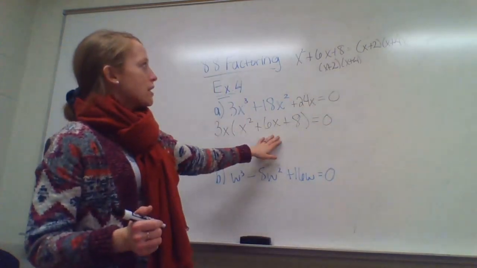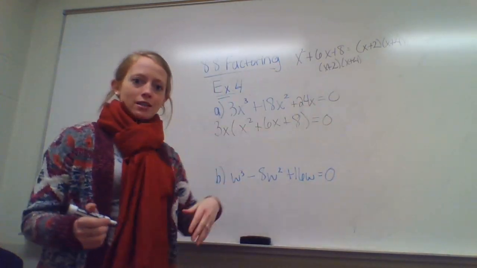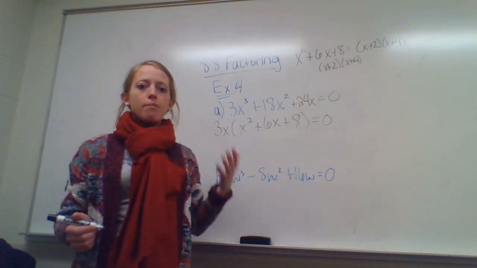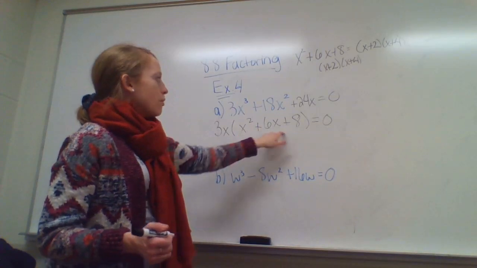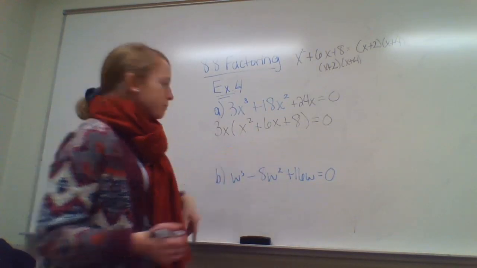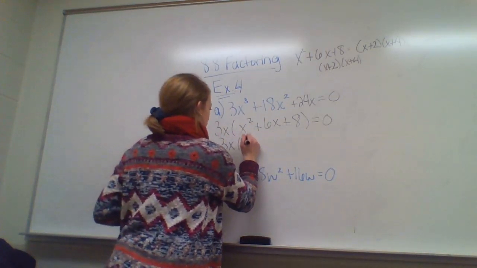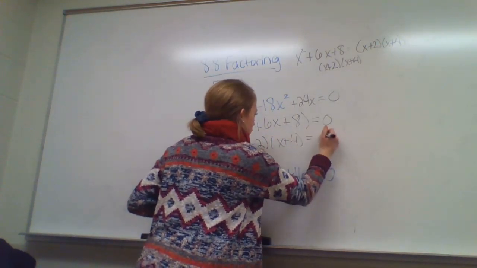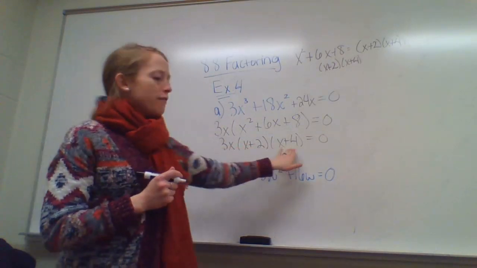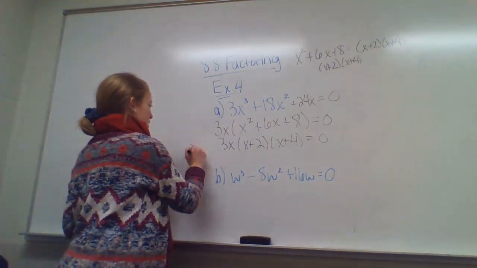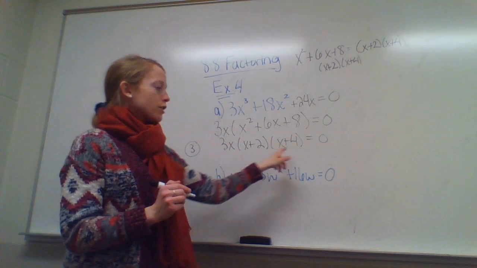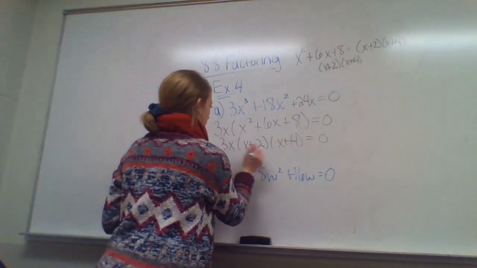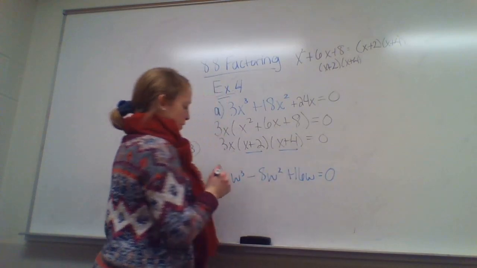And look, this is actually exactly like the problem that I wrote on the board. So the factors of 8 that would also add to 6 are 2 and 4, both plus, because both terms are positive in the middle. So 3x, x plus 2, x plus 4. Now, if you're solving, there are 3 different factors, okay? 3 factors here. So we would set each factor equal to 0. And let me underline those 3 factors just so it's clear. It's 3x, x plus 2, and x plus 4.